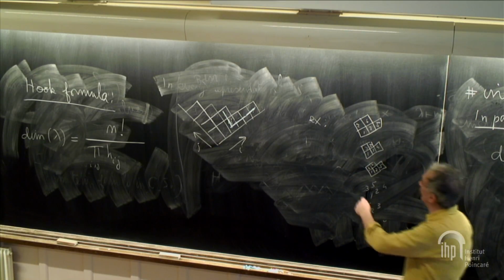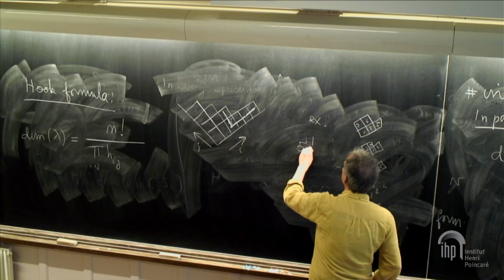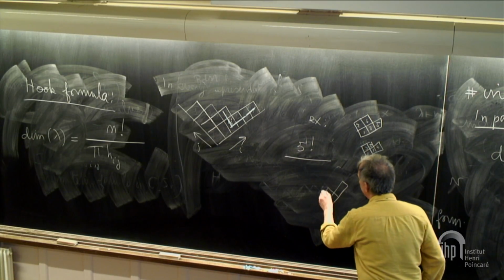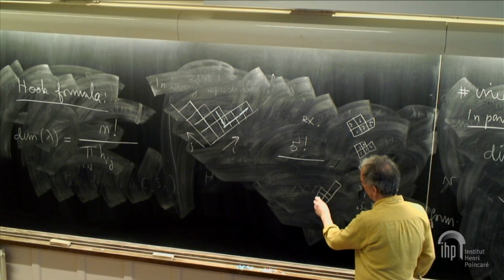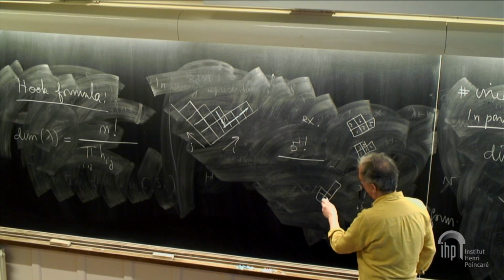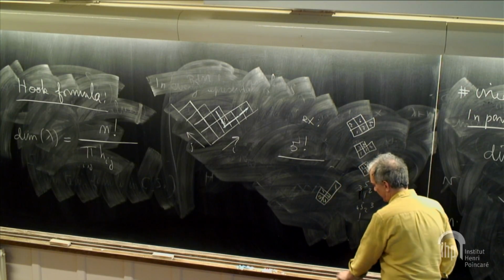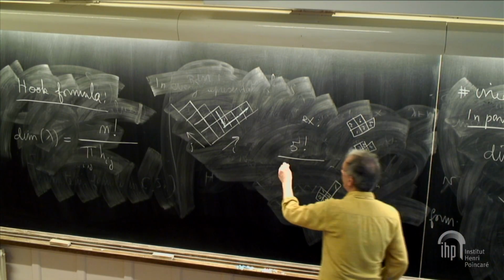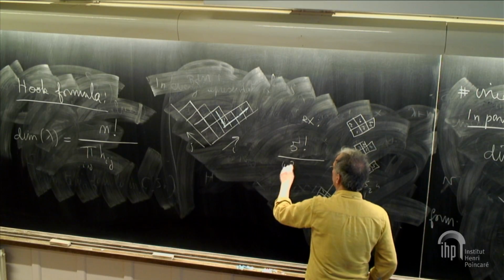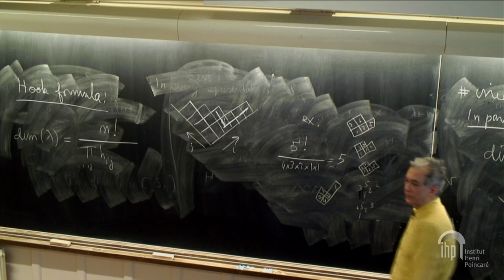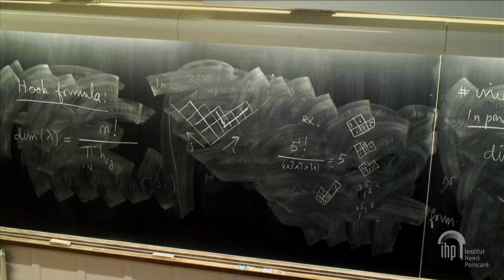And now you compute 5 factorial divided by the product of the hooks. So what are the products of the hooks? I will write down the hooks in the boxes. So here is 1, 2, 3, 4, 4. Here you have 3, and here you have 2, 1, 1. Okay, so it works. It's not so easy to do. I didn't prepare it.